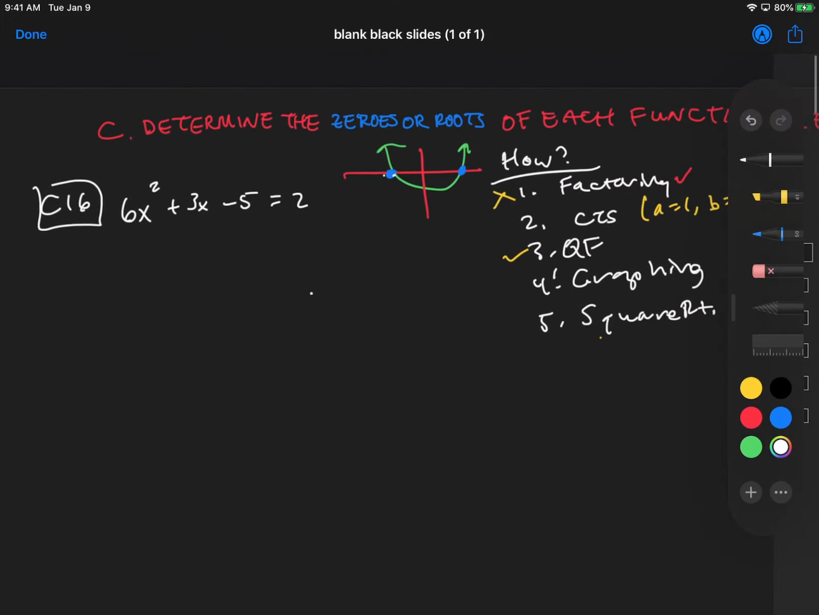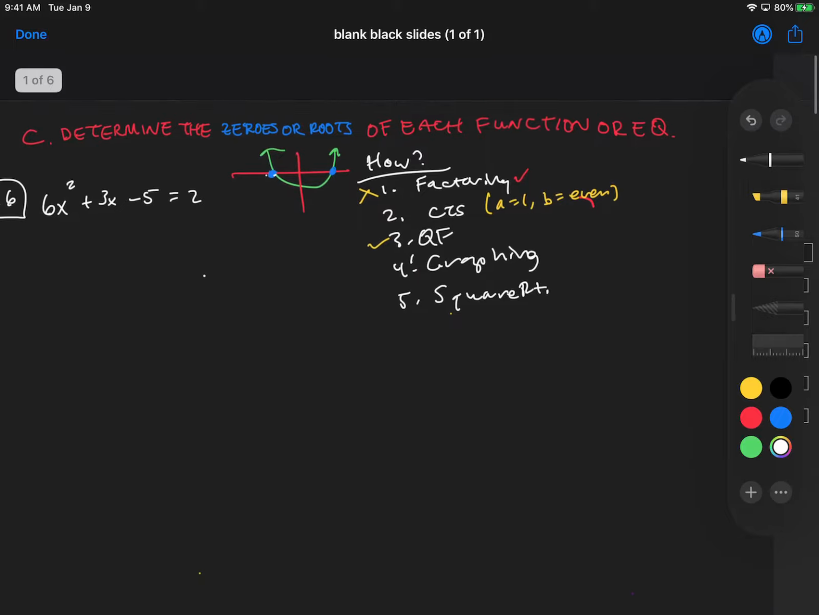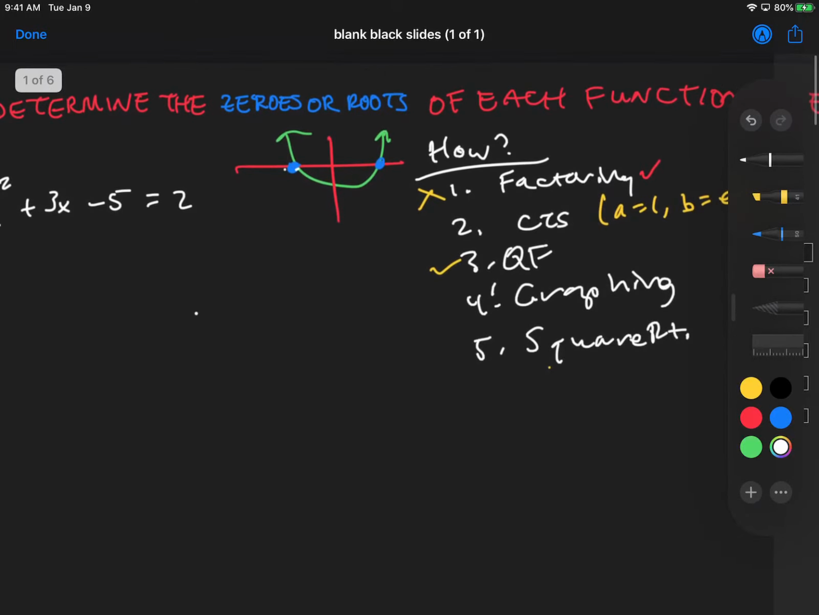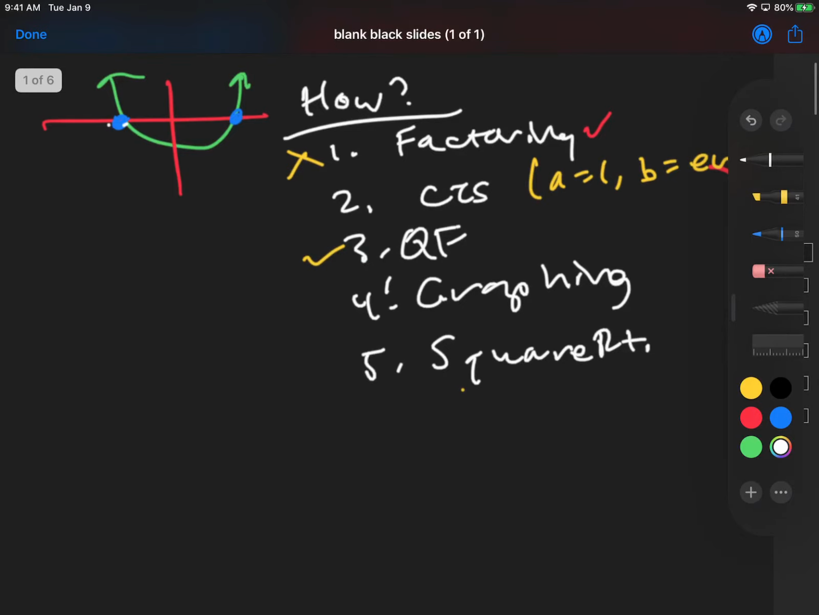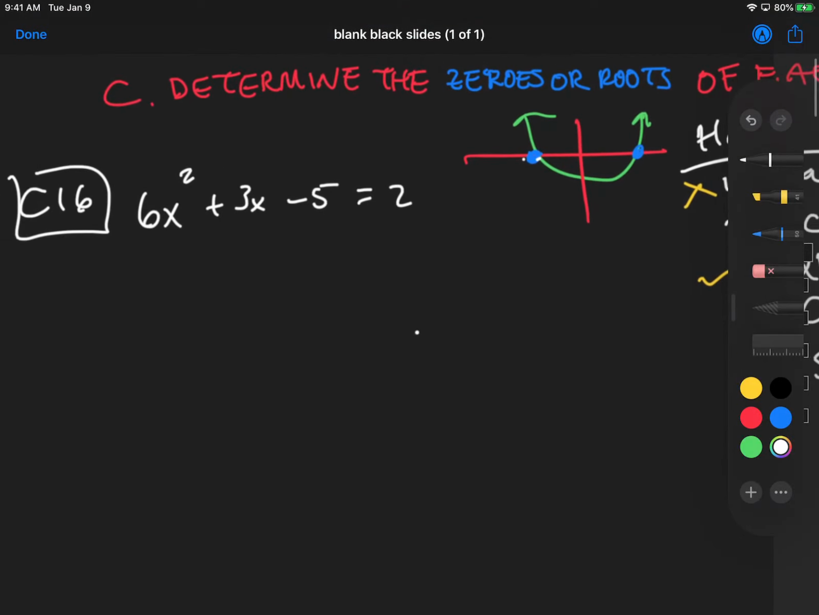Hello. C. Determine the zeros of each quadratic function. Remember, we're trying to find those two blue dots there. How do I find that? It's using one of these 5 methods, and we're always trying to get factoring first, okay? So look at this problem, and I'm going to do something really quickly. Just going to write something if I can.